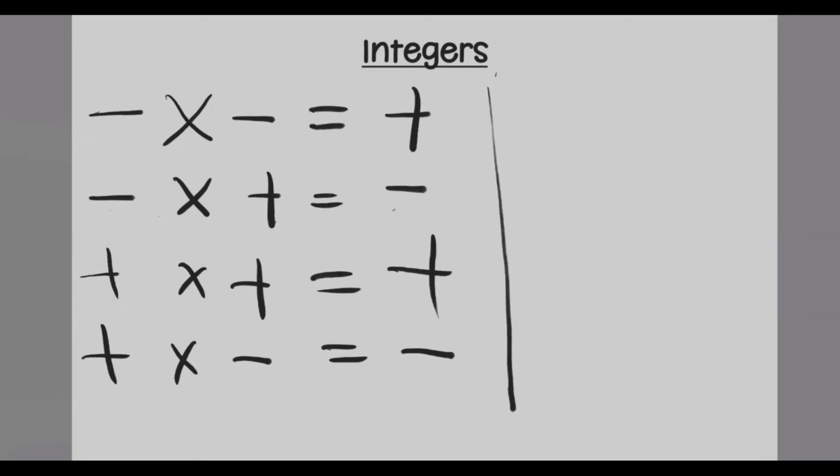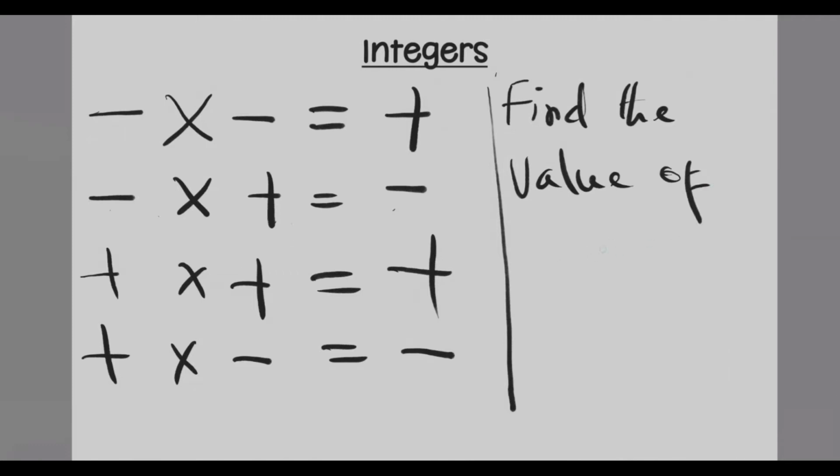Say find the value. Let's do find the value minus 17. Okay, so now we have two minus signs, one minus outside, one minus inside.